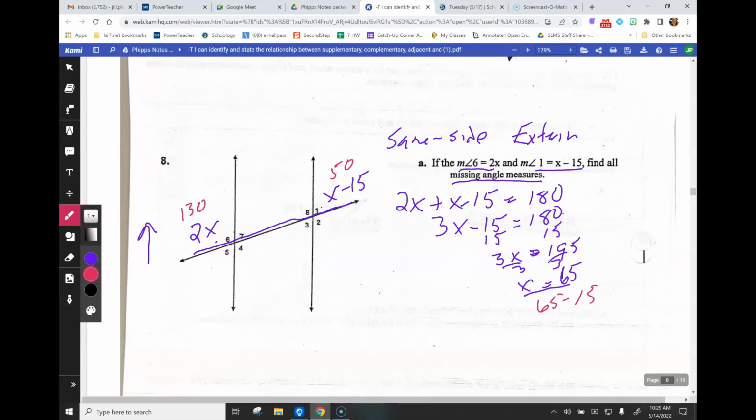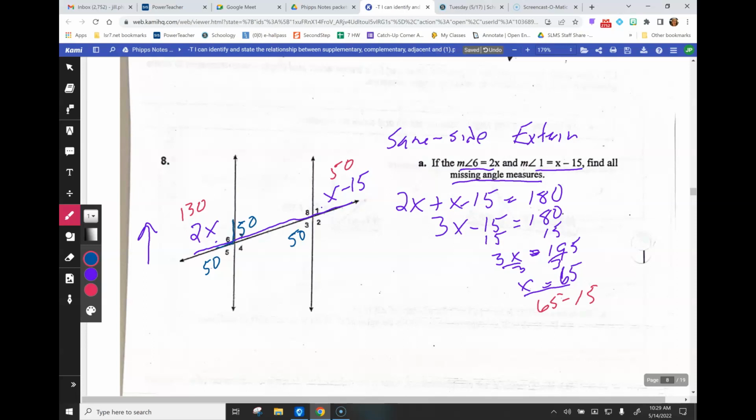Now we go through and we mark all the other angles with what we know about our angles. So if that's 50, this is 50. And angle 3 and angle 7 are alternate interior, so this is 50. And this is a vertical angle, so that's 50. And we know that they all have to be either congruent or supplementary, but let's look at this.